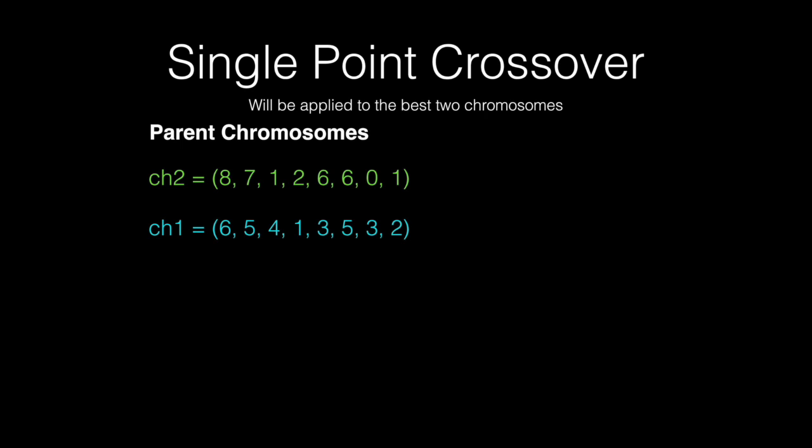So why don't we just start with single point crossover. This will be applied to the best 2 chromosomes. So the 2 best chromosomes we had were chromosome 2 with a fitness of 23 and chromosome 1 with a fitness of 9.